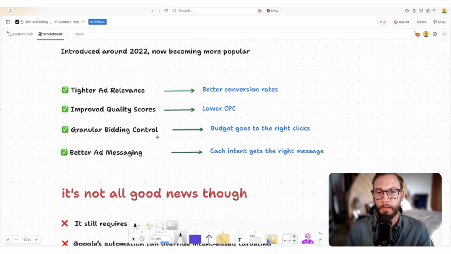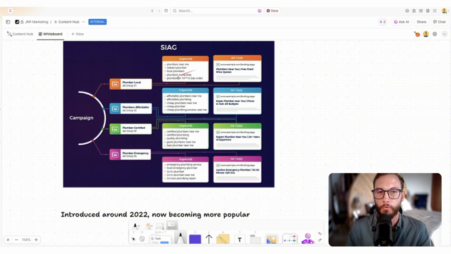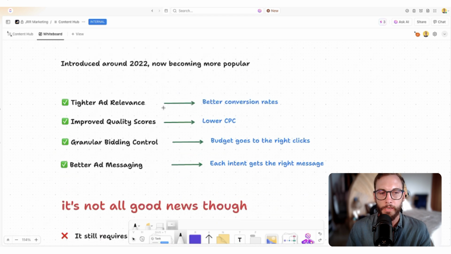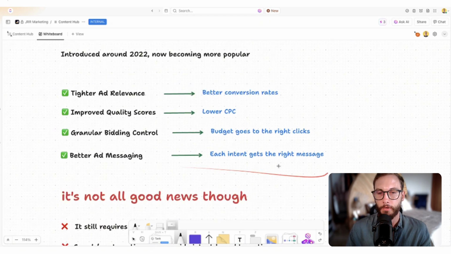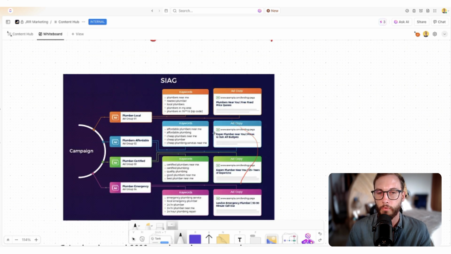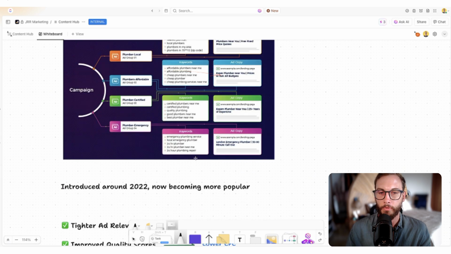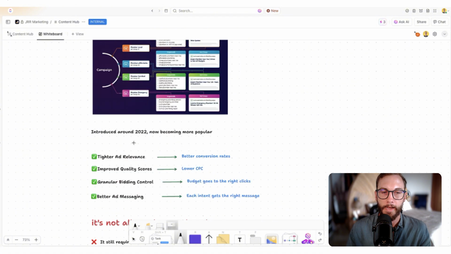You've got granular bidding control. So you've got more bidding control because you can separate those expensive keywords, which are these ones, from these ones, right? And then better ad messaging. We just covered that, where basically your ad will resonate more with these people because they're looking for cheap. Whereas these people looking for emergency, I want you here in 60 minutes or less, or whatever it is. You want those kind of people and call outs. So it resonates with them more. So that's single intent ad group.